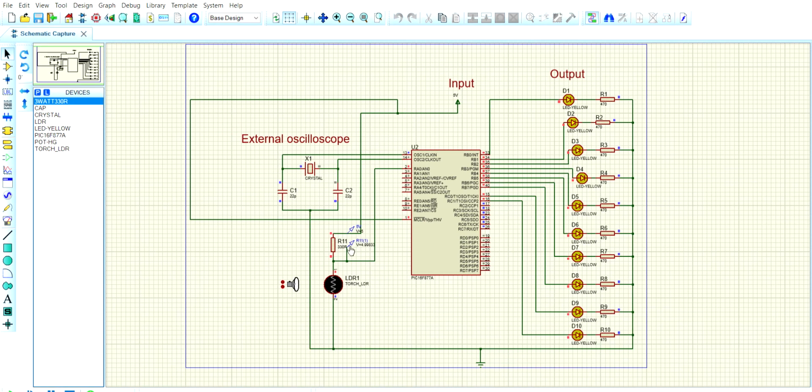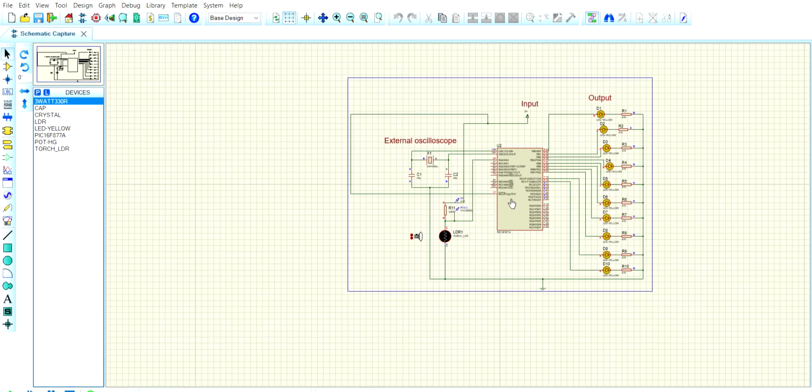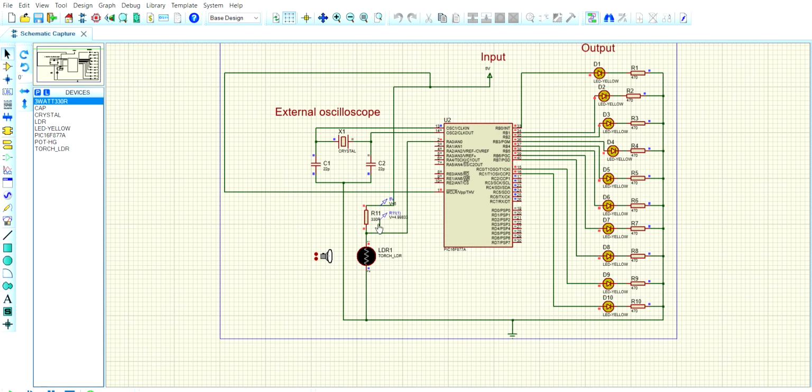As you can see, when we are in the dark, which is when the light intensity is low, then the resistance will be high. Thus, across the voltage divider between the R11, which is the 330 ohm, and the LDR1 sensor, the voltage through here will be high. Thus, it will transfer to RA0 and output is all in one in 10 bits.